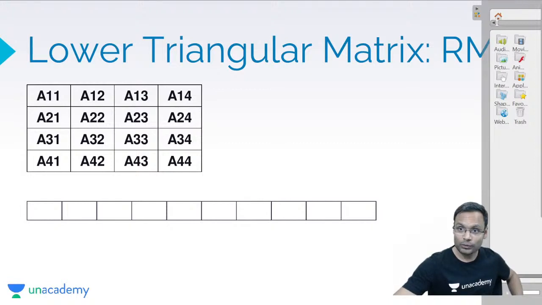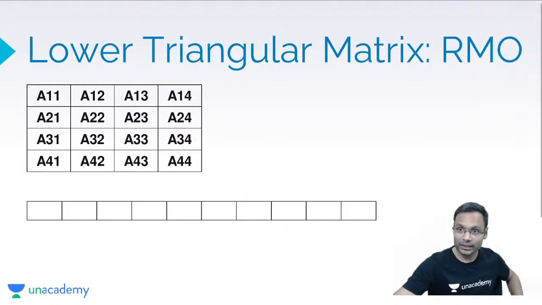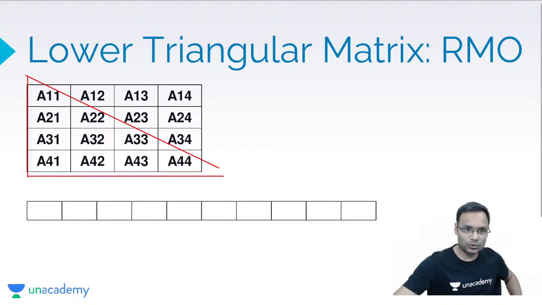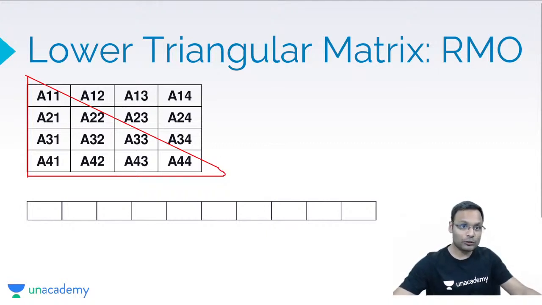Let's see what row major order says. Fine. So this is the lower triangular matrix. I'll have to store this in the memory, in row major order. Let's do that. First of all, the first row. From the first row you have only one element, A11. That's it.